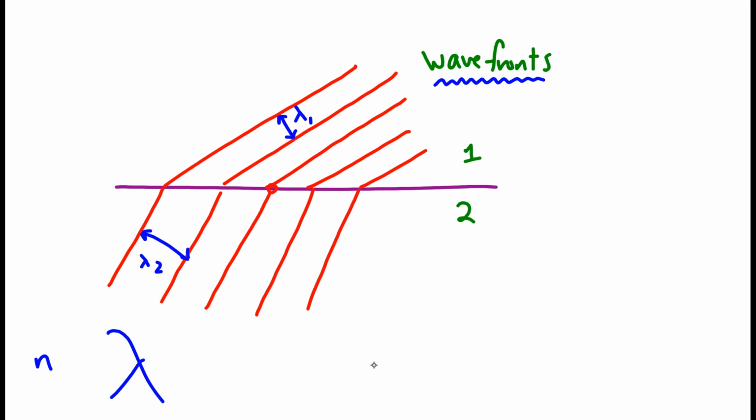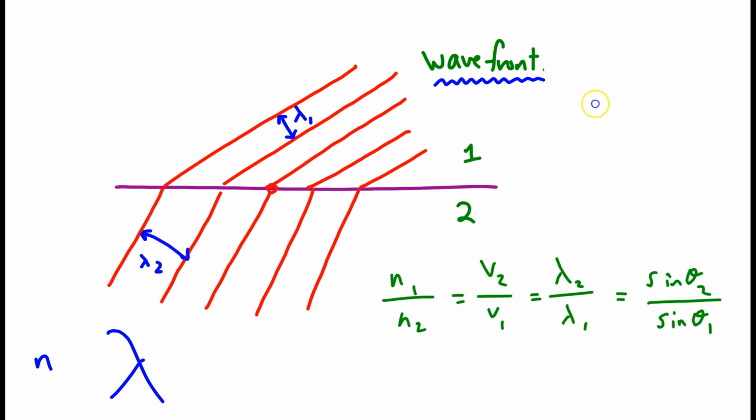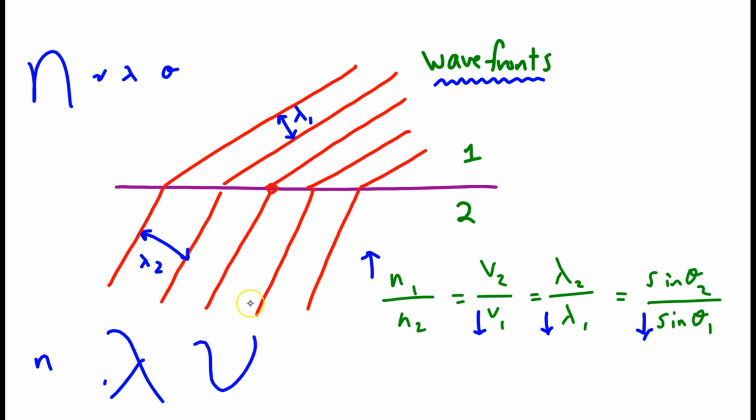Which medium has light traveling at a higher speed? Don't forget, refractive index is inversely proportional to everything. So if medium 1 has a bigger refractive index, it has a lower speed, a lower lambda, and a smaller theta. Medium 2 has a bigger speed, a bigger lambda, and a bigger angle from the normal. This is another good chance to notice that these two things are directly proportional, and so are v and sine theta.